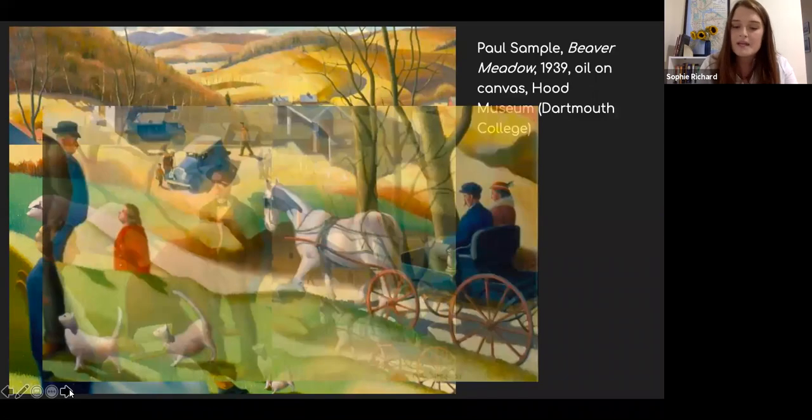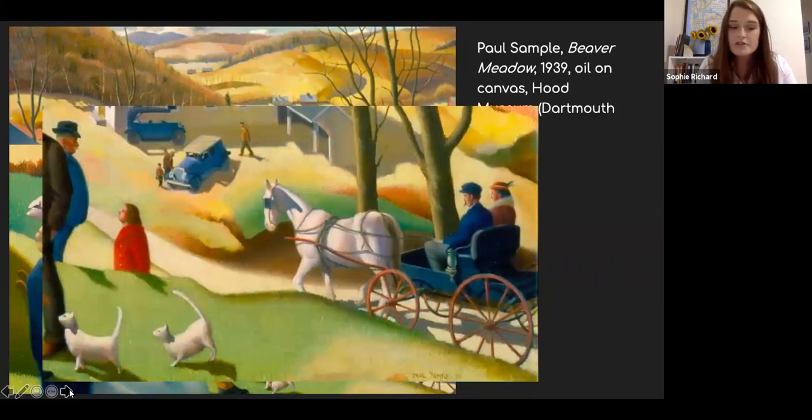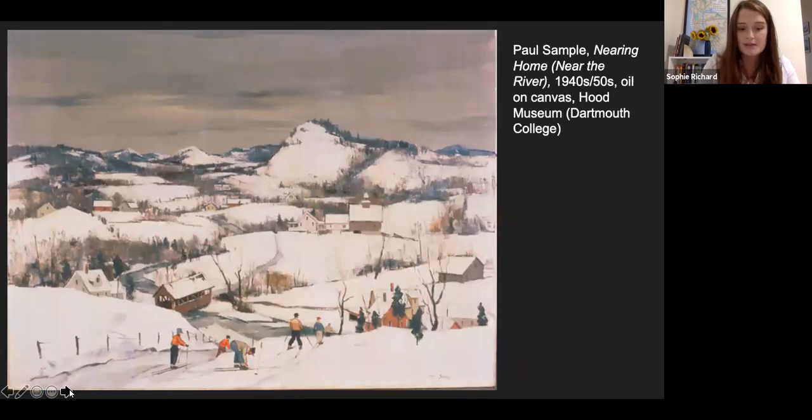In the middle ground of the painting, we can see a comment on change, the rise of the automobile juxtaposed to the horse-drawn carriage. This is really positioning Norwich as being immune to quote-unquote progress. And of course, those cute little cats are absolutely adorable in the corner. But this is Sample's last painting in this style. He would change once again to this very different approach to the New England landscape.